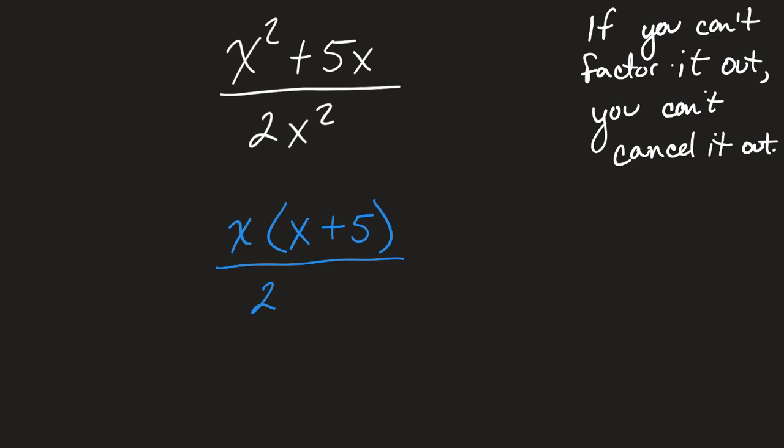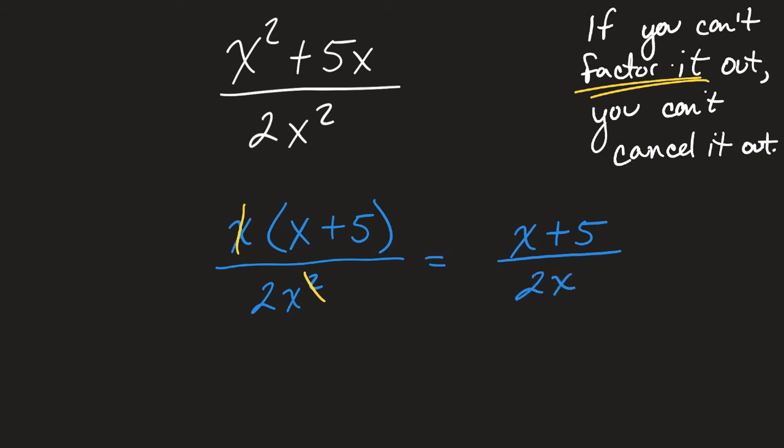So if I have 2x squared, I now have an x factored out, like we talked about. I did factor it out, an x, so I can cancel out 1x from the top and 1x from the bottom, leaving me with x plus 5 over 2x.